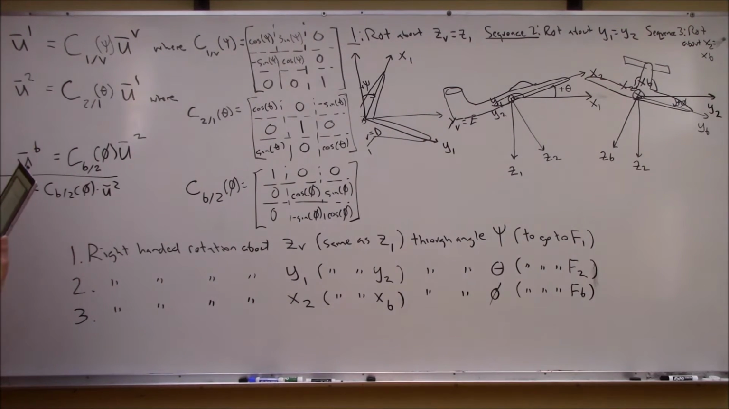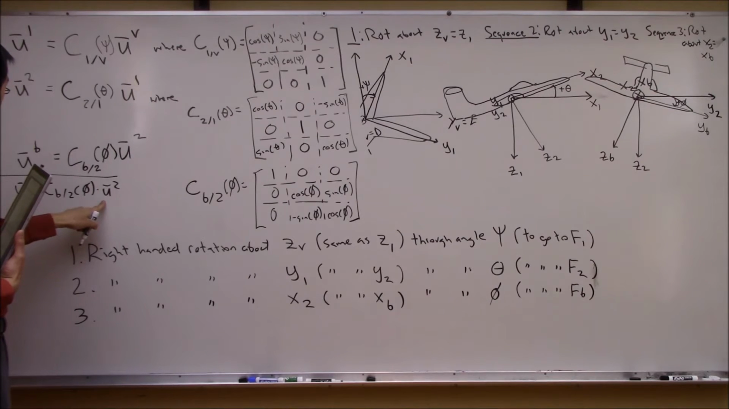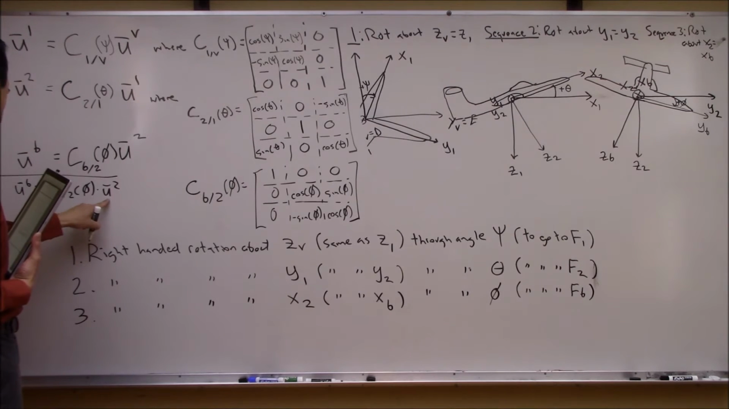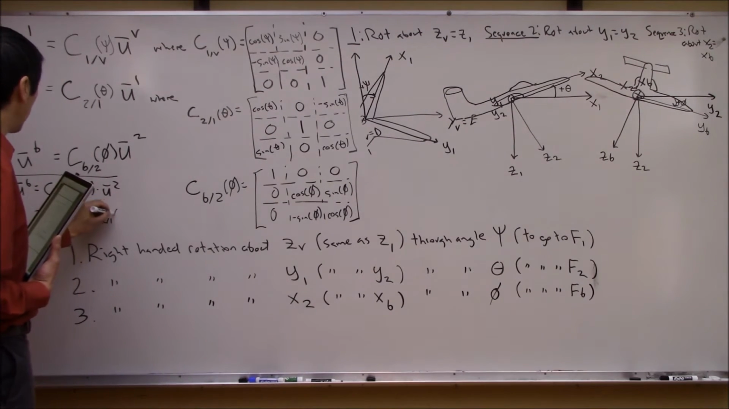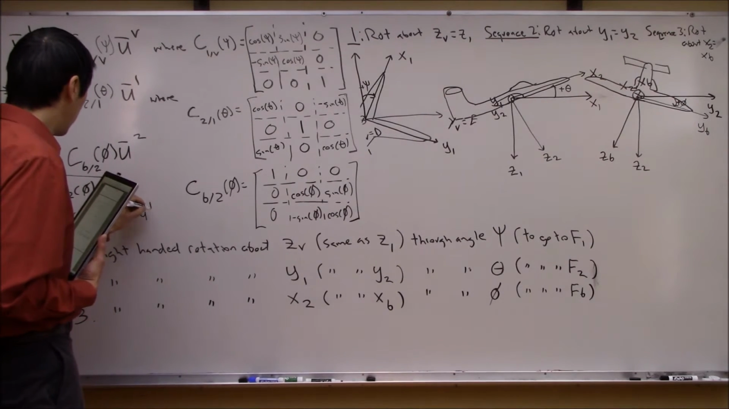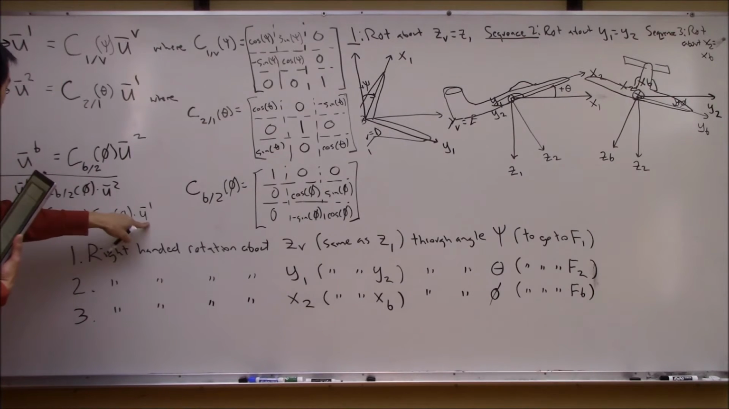If you look here, here's an expression for U2. So let's take this right here and substitute in for U2. This now becomes CB2 of phi, and now I'm going to substitute my expression for U2, which is C21 of theta times U1. Now, where's U1? Aha, here's an expression for U1 right here. So again, substitute this in for U1.